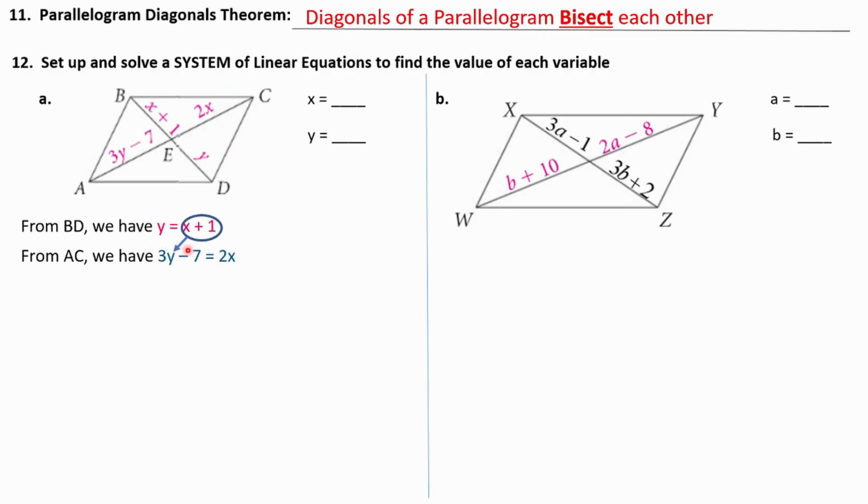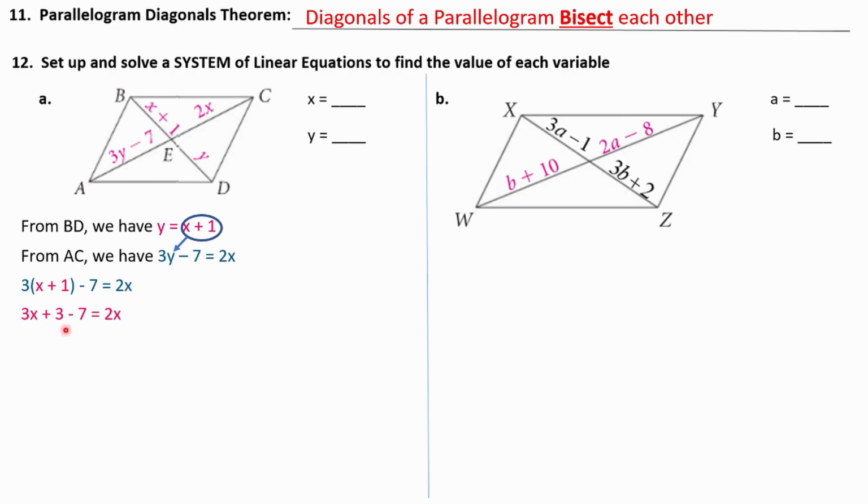I'm going to use substitution in this case. I know in class I said that I typically prefer to use elimination, but substitution makes sense here because I already have y equals x plus 1. So I'm going to take this x plus 1 and substitute it in where this y is. So here I have 3 times x plus 1 minus 7 is equal to 2x.